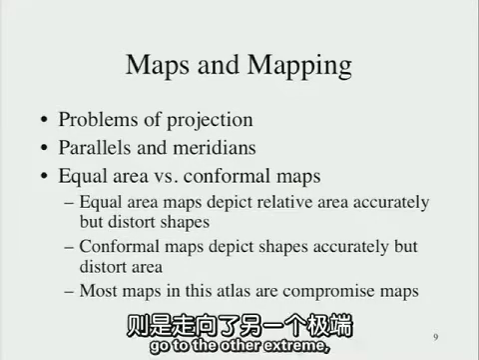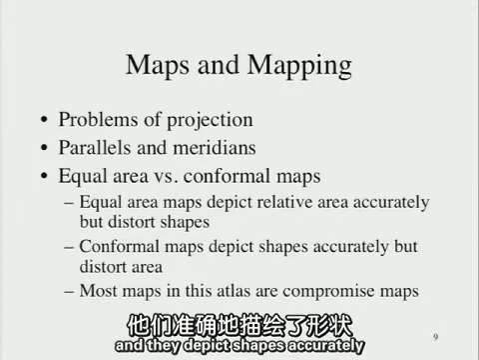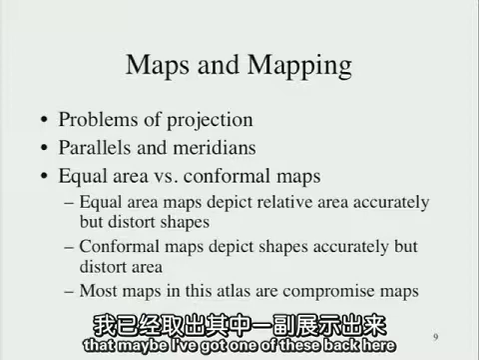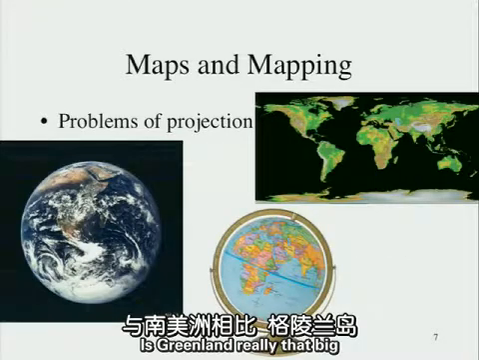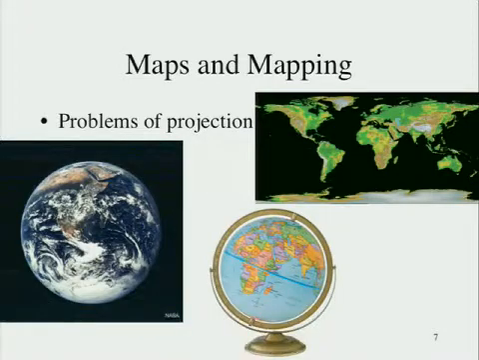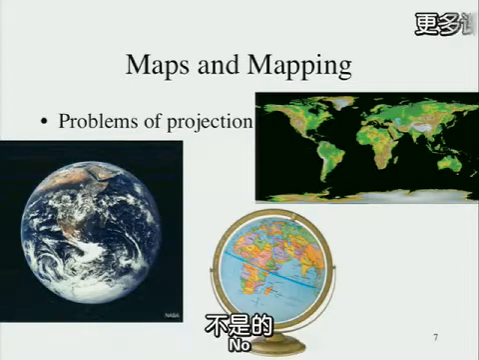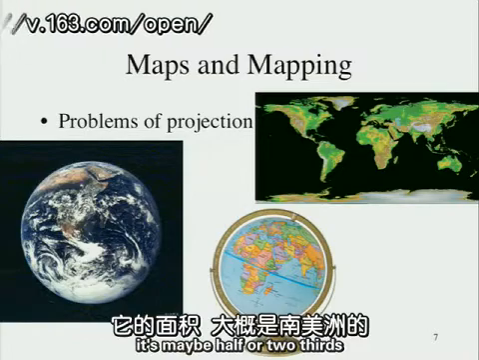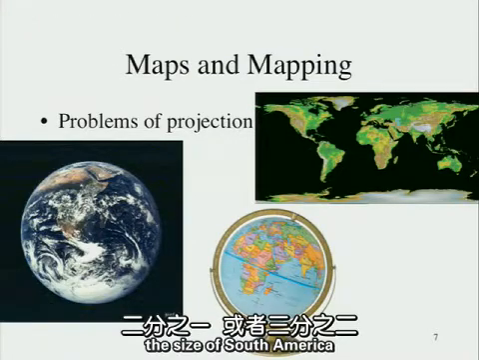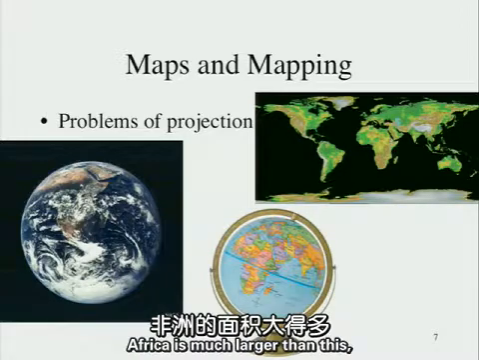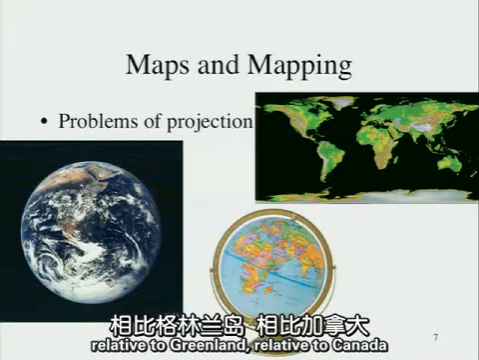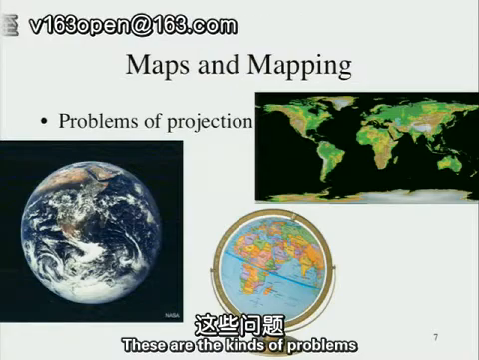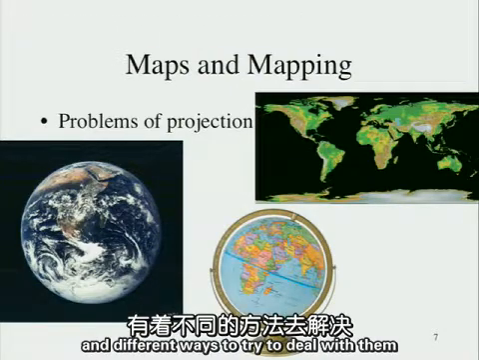You have to actually not depict them as they actually look if you were looking down from space. Conformal maps, on the other hand, go to the other extreme, and they depict shapes accurately, but distort area. So you've probably noticed, and maybe I've got one of these back here, is Greenland really that big relative to South America? No, Greenland is not actually anywhere nearly as large as South America. Here it would appear that it's maybe half or two-thirds the size of South America. Similarly, in actual reality, Africa is much larger than this relative to Greenland, relative to Canada. These are the kinds of problems, different ways of trying to deal with them.